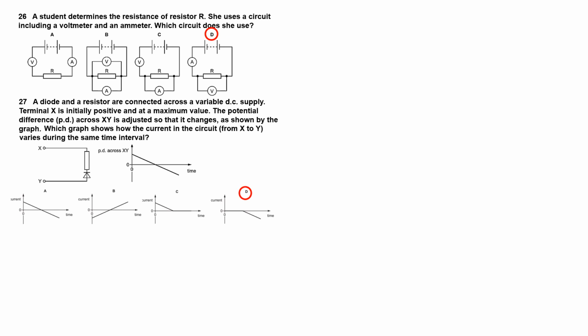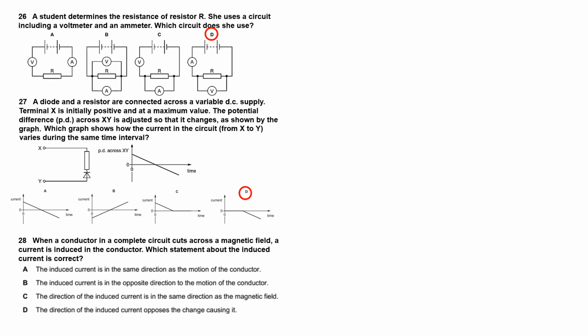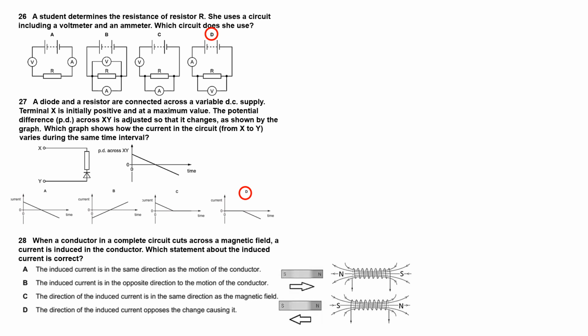Question 28. When a conductor in a complete circuit cuts across a magnetic field, a current is induced in the conductor. Which statement about the induced current is correct? Item D describes Lenz's law. Lenz's law is a fundamental principle of electromagnetic induction. It states that the direction of the induced current in a circuit opposes the change in magnetic flux that produces it.